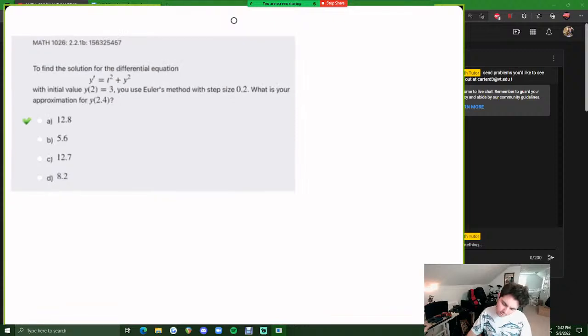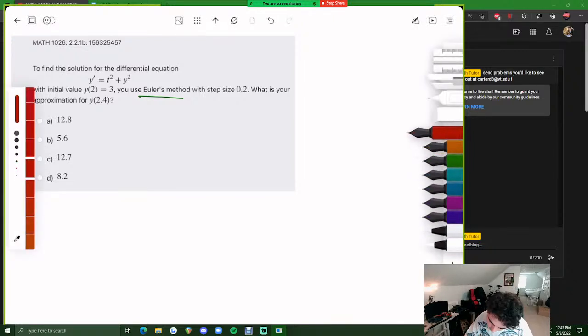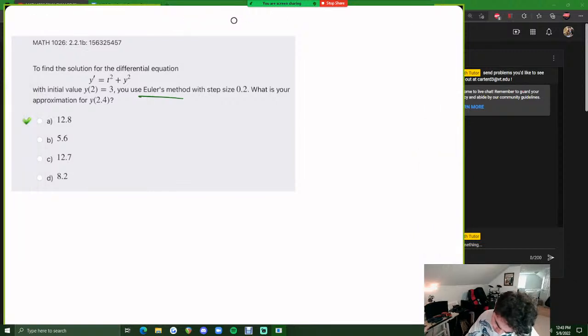Let's keep it rolling. All right, yeah, so in the next section, they were talking about Euler's method. You might pronounce it Euler's. Honestly, Euler's makes more sense, but apparently all these mathematicians call it Euler's, so we're going to say Euler's.